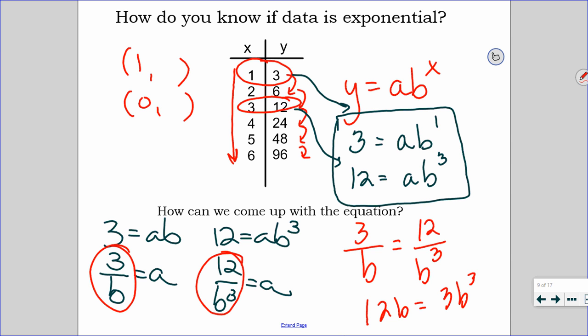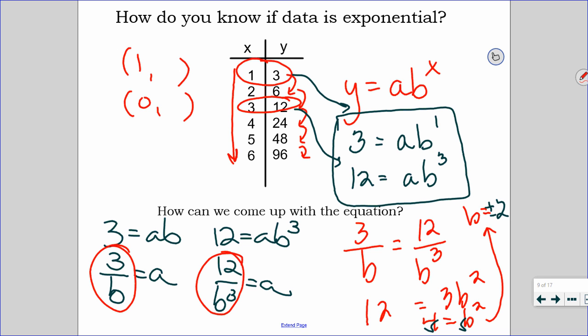I can divide each side by b to get rid of a b. So I get b squared. I divide by 3, I get 4 equals b squared. Alright, so when I square root both sides and solve it, b is going to be what? Square root both sides. I'm okay with the 2, but what else can it be? Plus or minus 2 really, right?